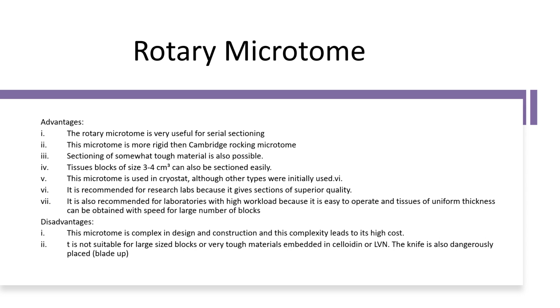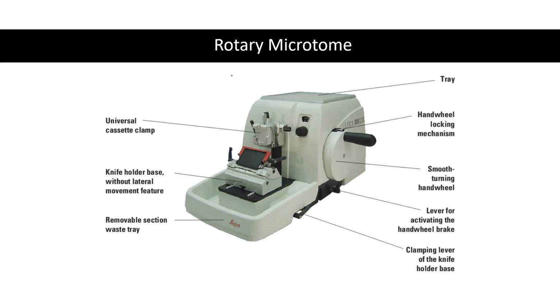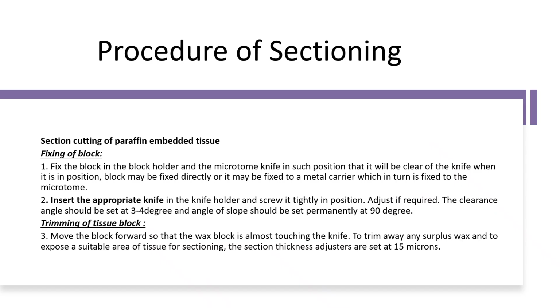The blade is up. So this image depicts the rotary microtome and its various components: universal cassette clamp, you can see the knife holder, removable section waste tray, you have the handle, you have the locks on the handle. So all of these are various parts of the rotary microtome.